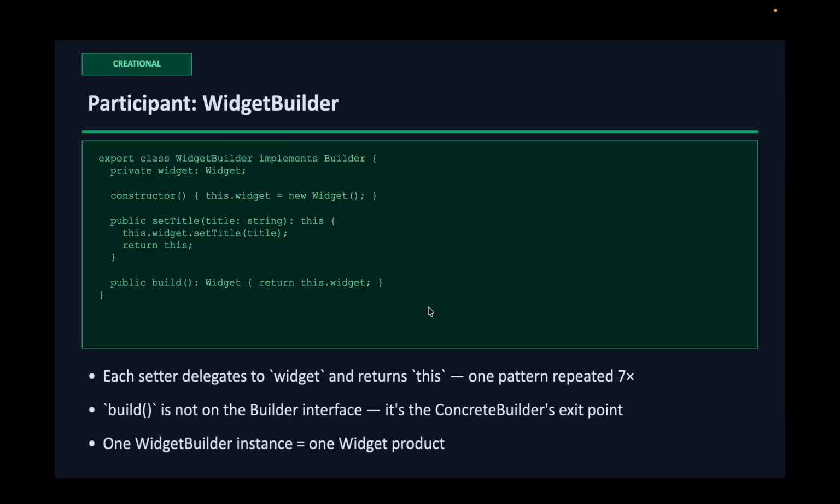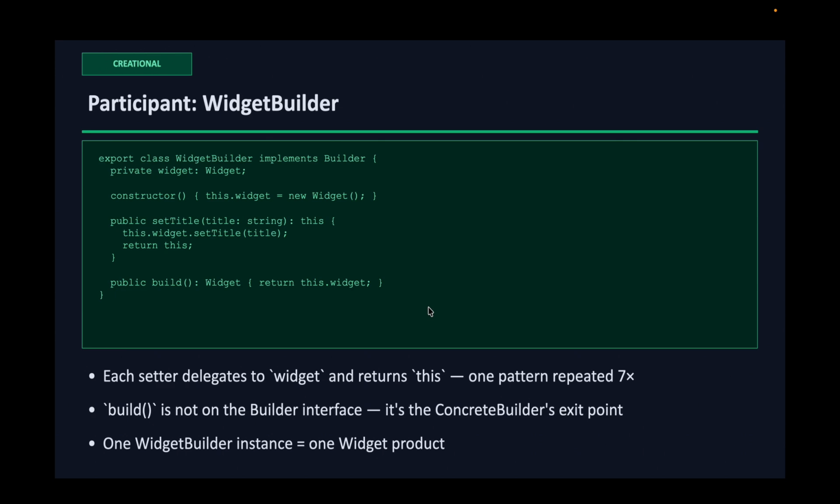Here we have the widget builder. This is the concrete builder that we have. It implements the builder interface. In its constructor, it creates a blank widget instance. Every setter delegates to that internal widget and then returns this.